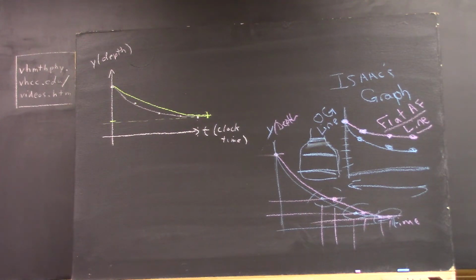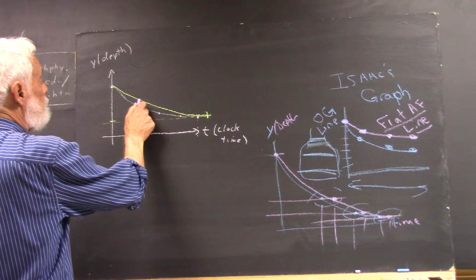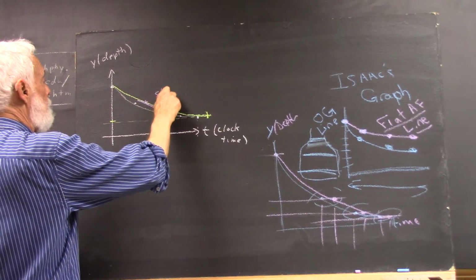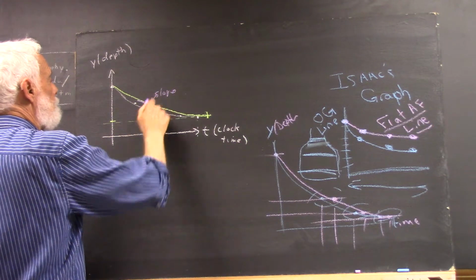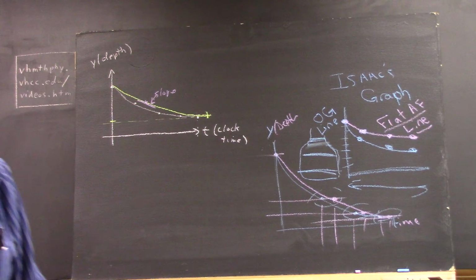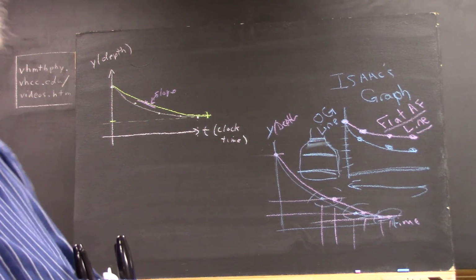Now, what's the slope of the graph tell us? Flatter? That's right. What's the slope of the graph related to? What can we determine from the slope of this graph?